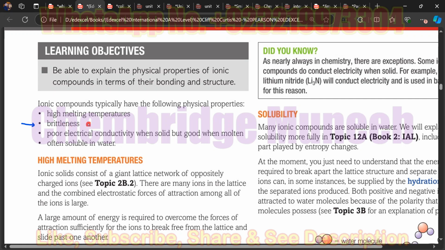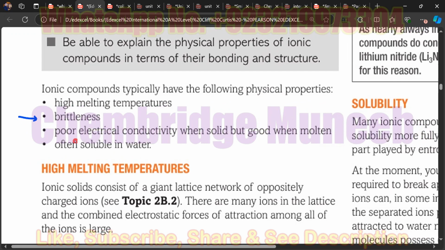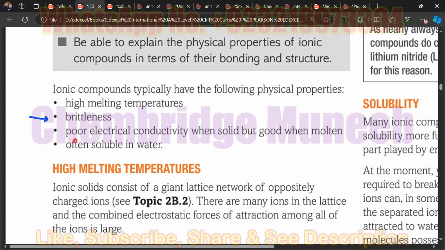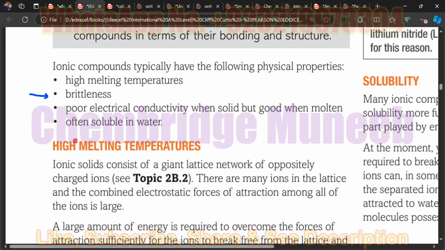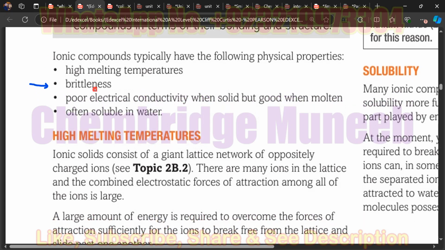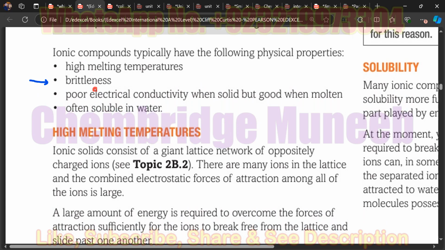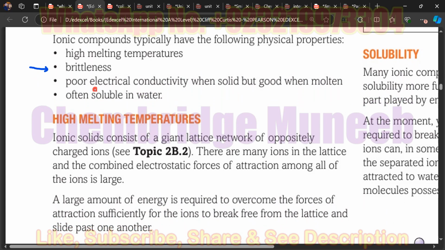So what is brittleness here? We can break or snap easily. Okay, break, or in other words, to fracture any substance. That is brittleness. So the ionic compounds can be easily broken into two parts or multiple parts by applying some force. So we'll study this in the form of the diagram.